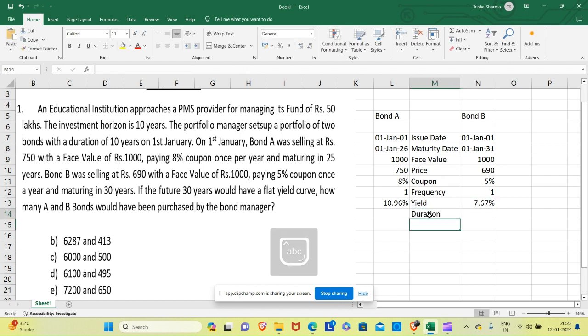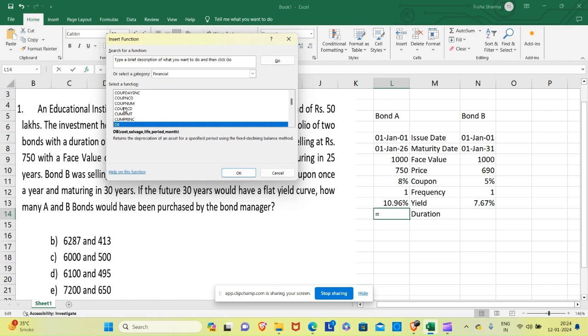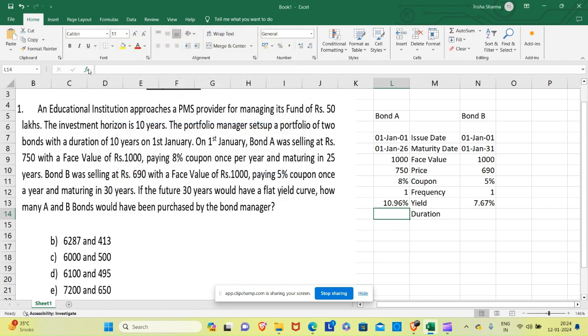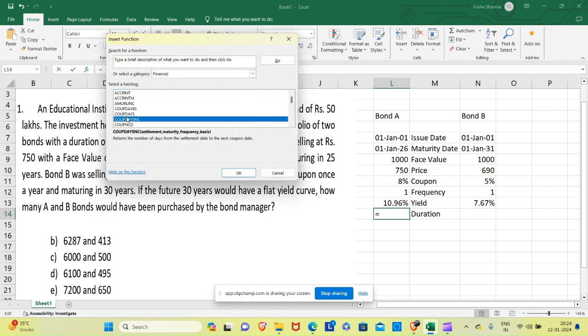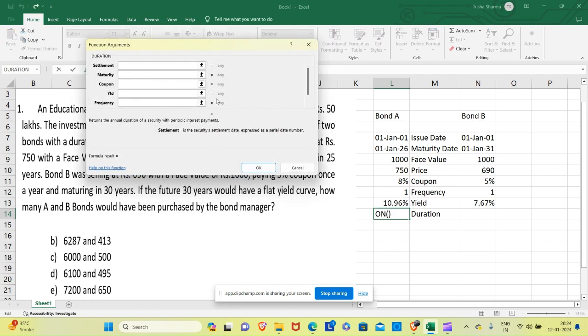How to find duration? To find duration, again go to function. Use the function duration from the sheet, which is basically you go to financials and then you get the duration. Let me repeat this for you. You go to the function, you go to duration. So duration is given here. You will find duration in the financial functions. So you have got the duration.